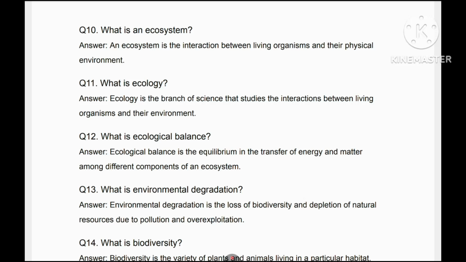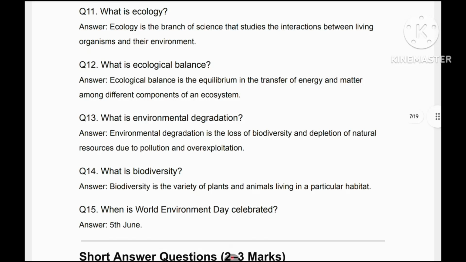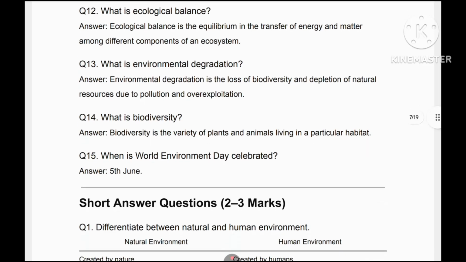What is ecological balance? Ecological balance is the equilibrium in the transfer of energy and matter among different components of an ecosystem. What is environmental degradation? Environmental degradation is the loss of biodiversity and depletion of natural resources due to pollution and overexploitation. Biodiversity is the variety of plants and animals living in a particular habitat. When is World Environment Day celebrated? That is 5th June.